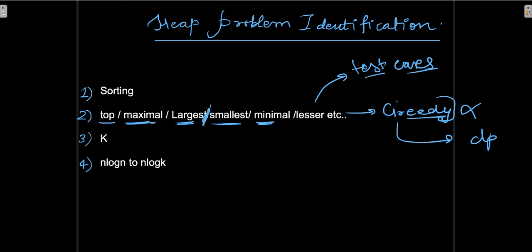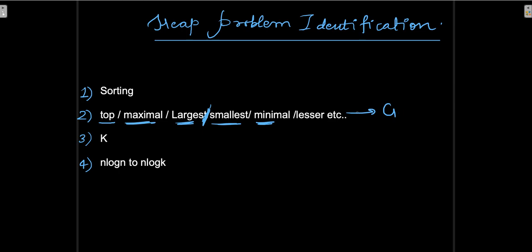That's why I'm saying the problem could be asking for minimization and maximization, which is similar to DP, but don't just directly jump into the DP part. If you have test cases that a greedy approach is not able to solve, then go to the DP section. If not, first try a greedy approach. So this is the second identification element we should consider while thinking in the direction of heap.